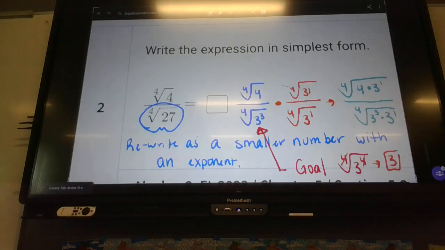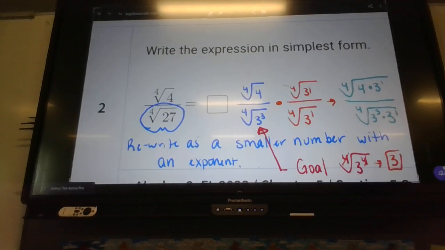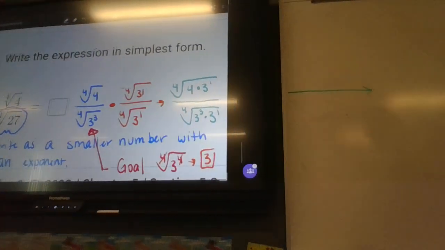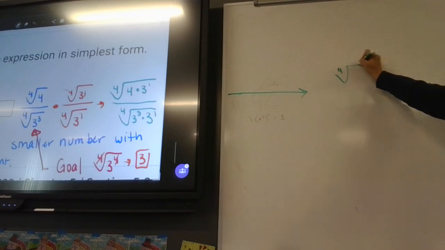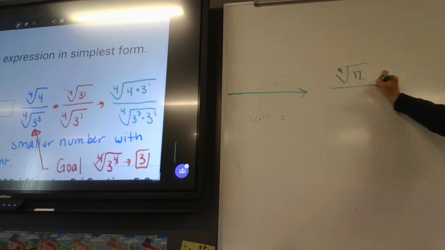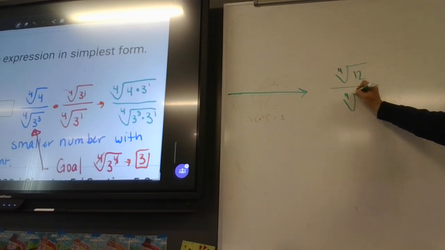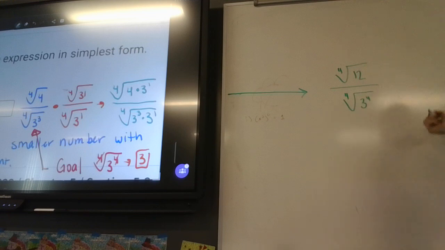And I've run out of room again. Hope you're writing it down so that you have some chance of recalling this anytime. So this would be the 4th root of 12, and this would be the 4th root of 3 to the 4th, which was our goal. Mission accomplished. I'm going to go ahead and make that a regular 3, and then I'm done.